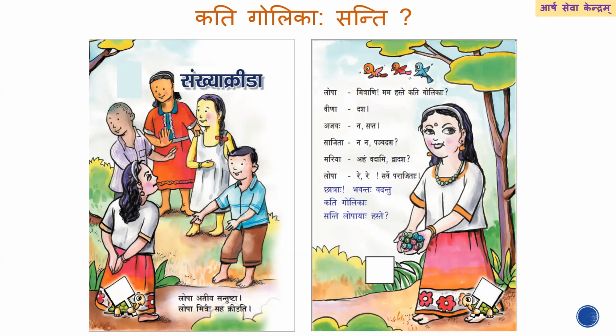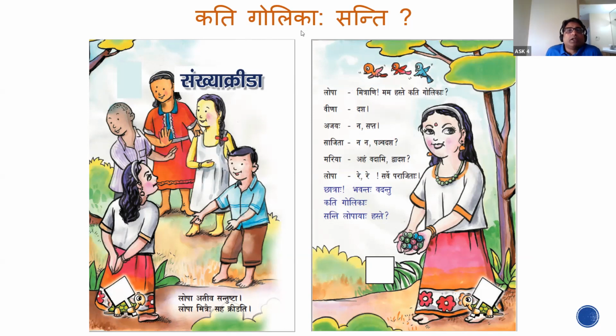Veena Vadati Dasha. Ajayaha Vadati Na Sapta. Sajita Vadati Na Na Pancha Dasha. Maria Vadati Aham Vadami Dwadasha. Lopa Vadati Re Re Sarve Parajitaha. Chhatraha Bhavantaha Vadantu Kati Golikaha. Kati Golikaha Santi. Lopayaha Haste. Vadantu Sarve Vadantu Kati Golikaha Santi. Dasha. Ekam Dve Trini Chattvara Ekadasha Shad Sapta Ashta Navadasha Ekadasha. Ekadasha Golikaha Santi.